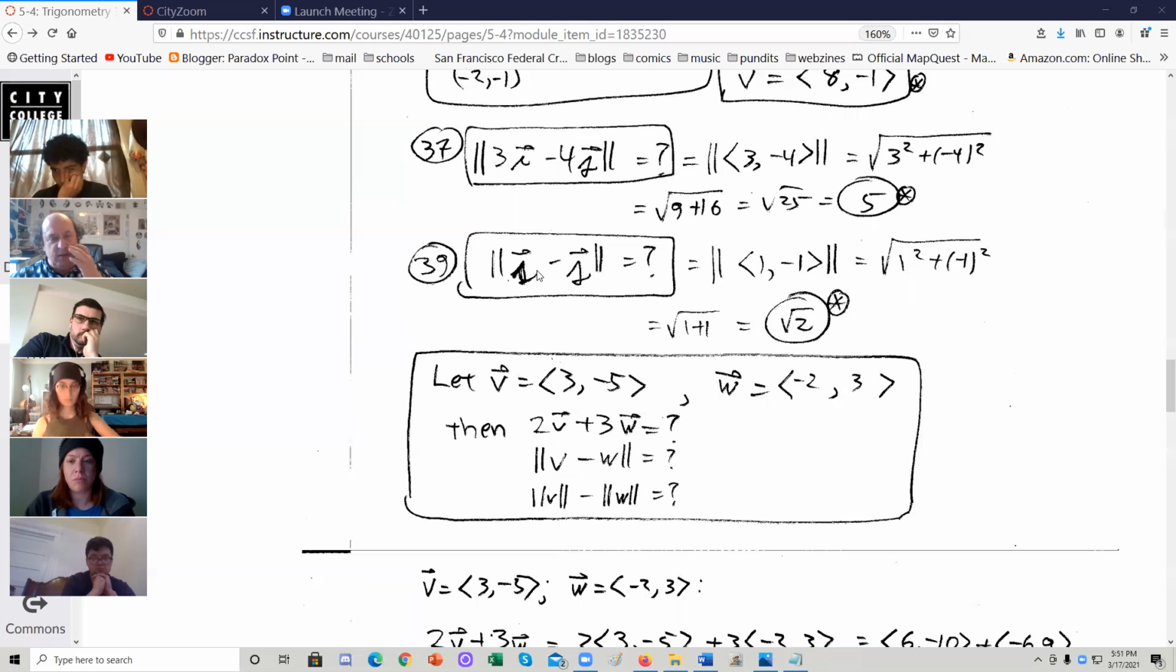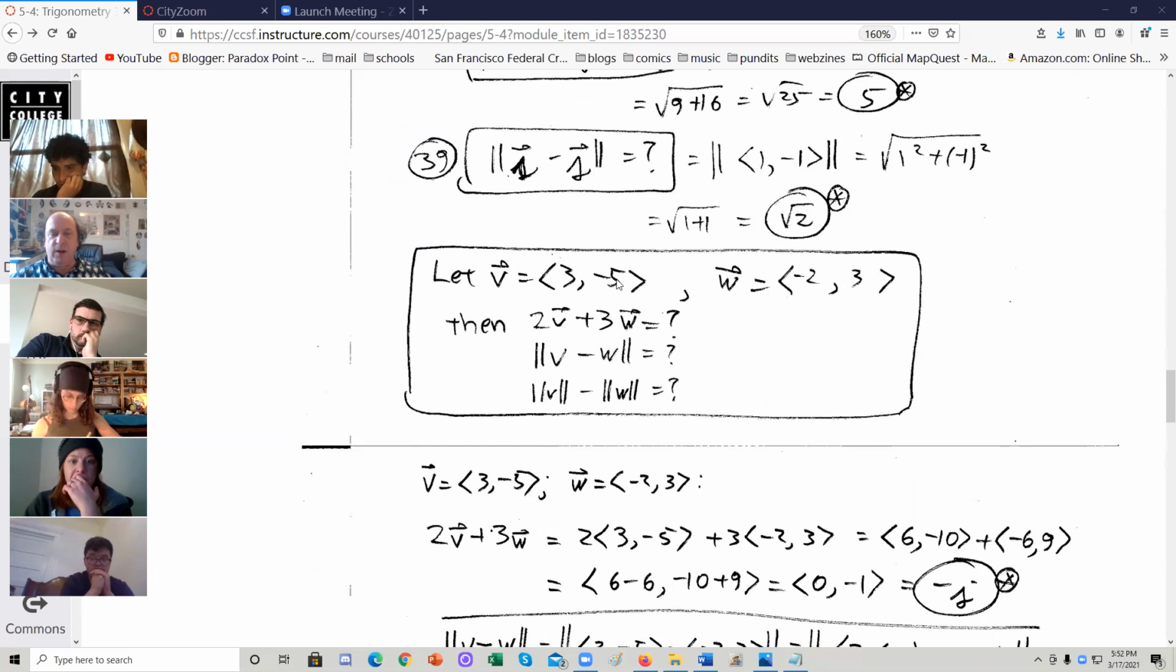What is the length of the vector i minus j? Well, i minus j is 1i plus negative 1j, so the vector is 1 by negative 1. Its length is the root of the sum of squares, root of 1 squared plus negative 1 squared, root 1 plus 1. The square root of 2 is the length.